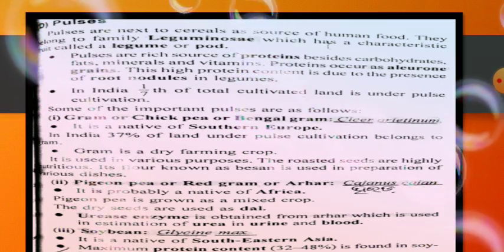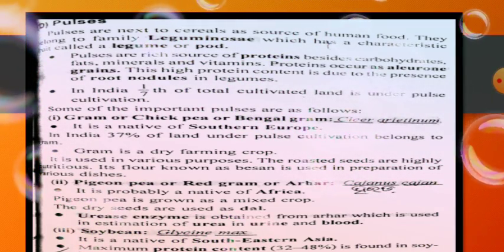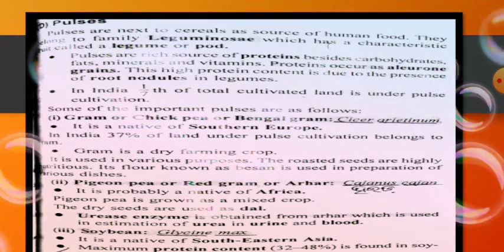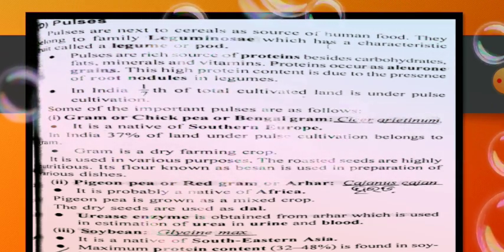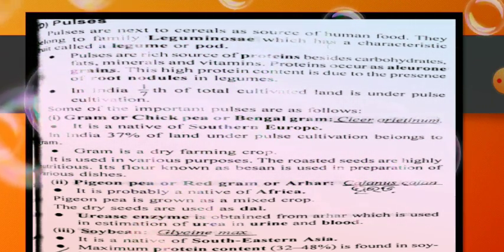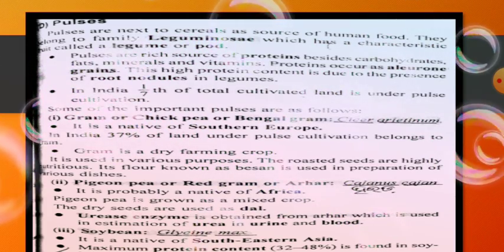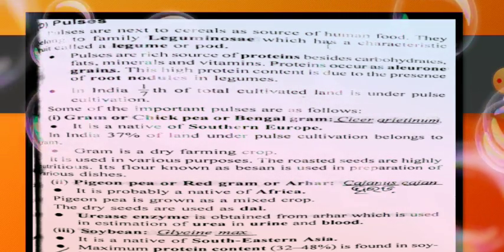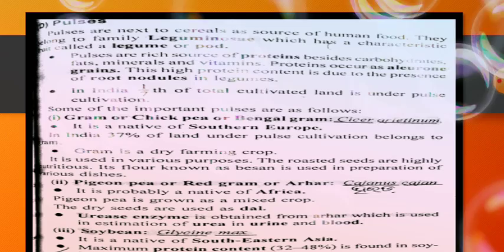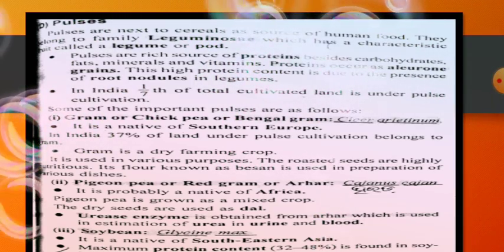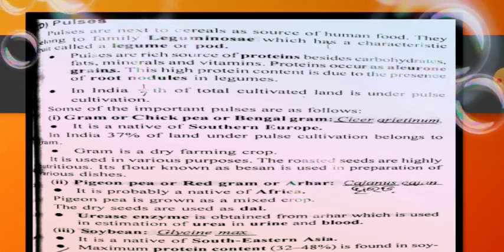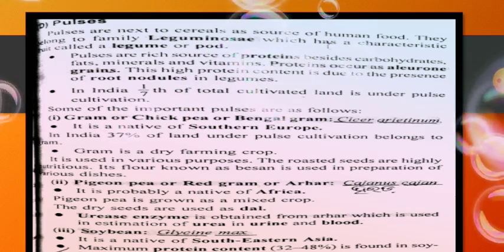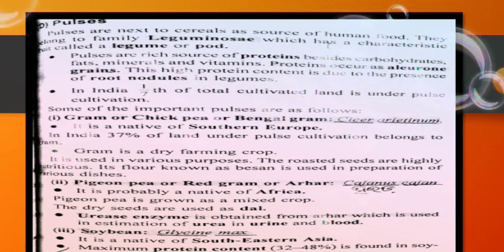That's why the protein occurs as aleurone grains, which are mainly found in seeds of the leguminaceae family. And this is a high protein. This protein content is due to the presence of root nodules in their legumes. So in the case of the leguminaceae family, proteins are rich in the root nodules. In India, 1/7 of the total cultivated land is under pulse cultivation.